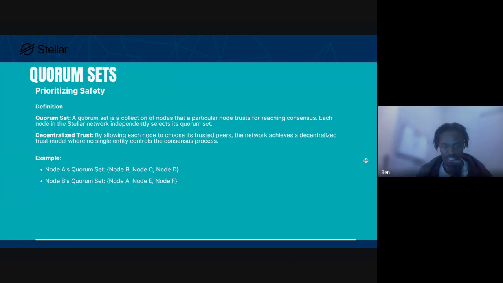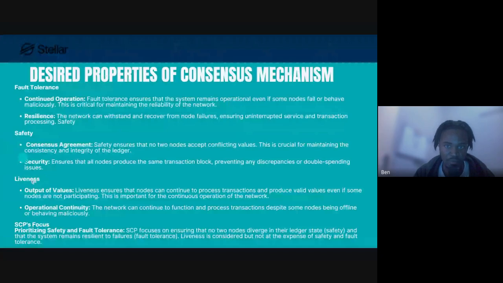So now as a core blockchain developer, you know that, okay, these are what I want. These are the desired properties of my consensus mechanism, the consensus mechanism in the blockchain I'm about to create.